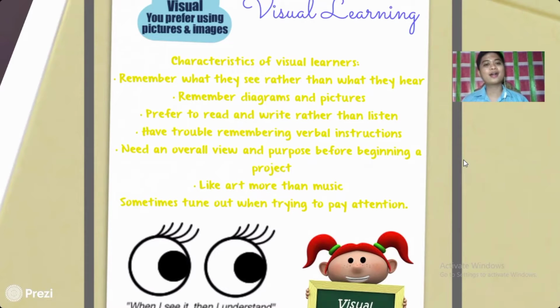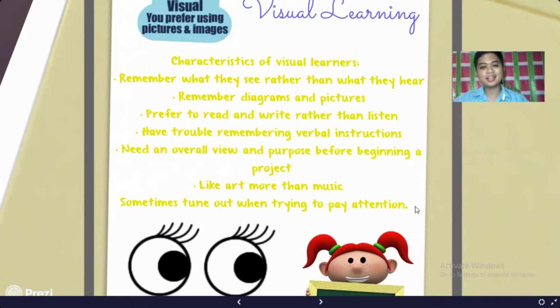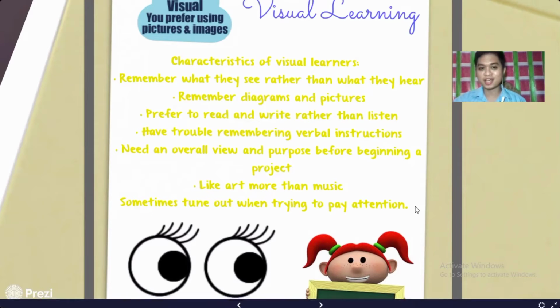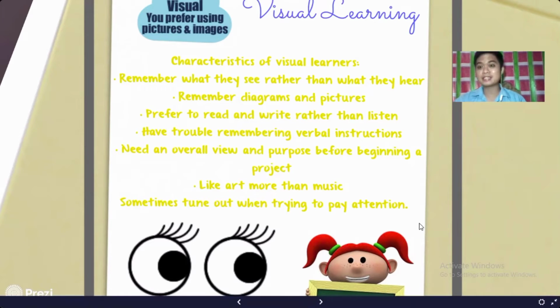And of course, they have trouble remembering verbal instructions. And they need an overall view and purpose before beginning a project. That is why you don't give them verbal instructions, but you give them written instructions that would visualize their instructions. Because when you just talk and talk and talk, they would never understand what you are talking about. And they are more into arts, visual arts, rather than music. And sometimes they tune out when trying to pay attention.